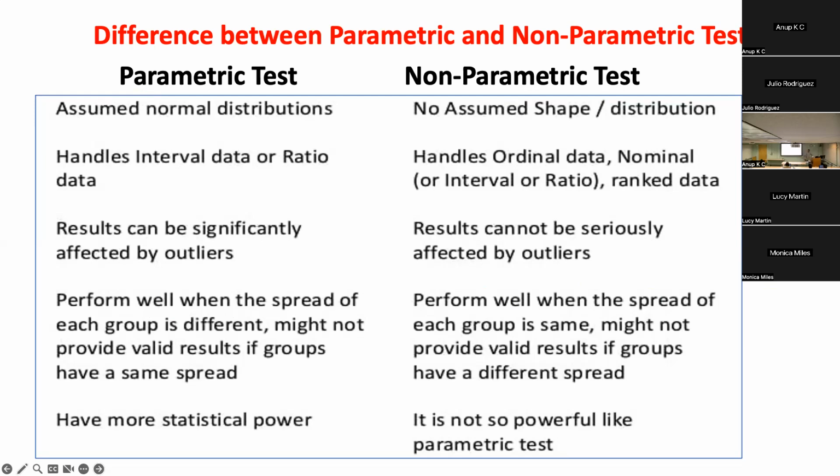interval, or ratio. However, if you have nominal data, we go for categorical types of analysis like the chi-square test. For nominal, go for the chi-square test. For ordinal, you will go for a non-parametric type of test. For a ratio or interval variable, go for a parametric test.